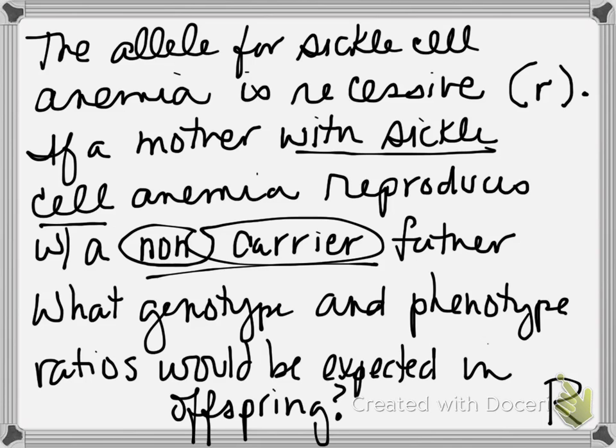Okay, so a mother with sickle cell and a father who's not a carrier. So our options, well, what is mom's genotype? If she has sickle cell, what's her genotype? It has to be little r, little r. It's recessive, so you're right. Okay, so if mom has sickle cell, she is little r, little r.